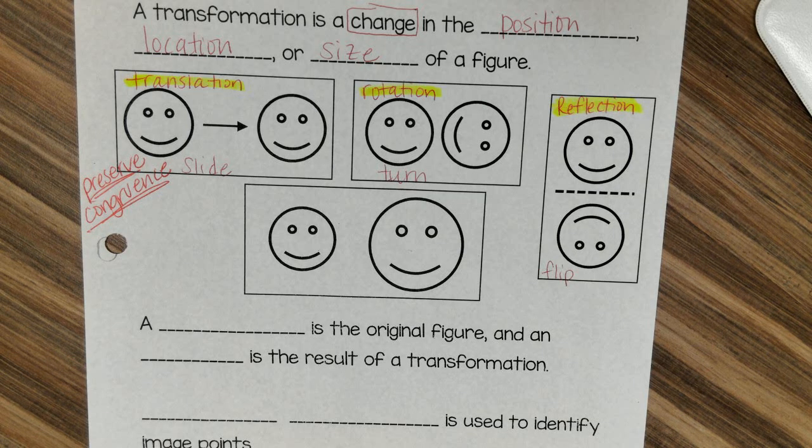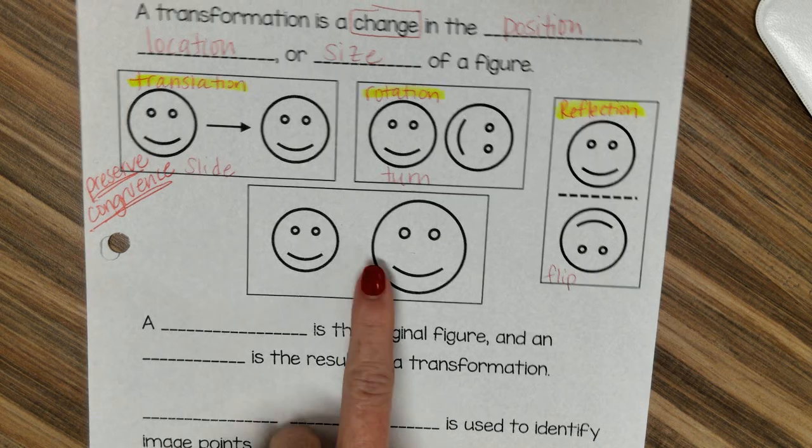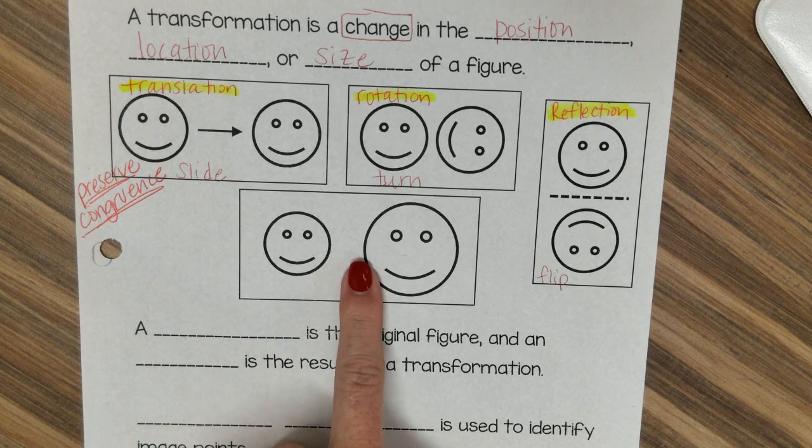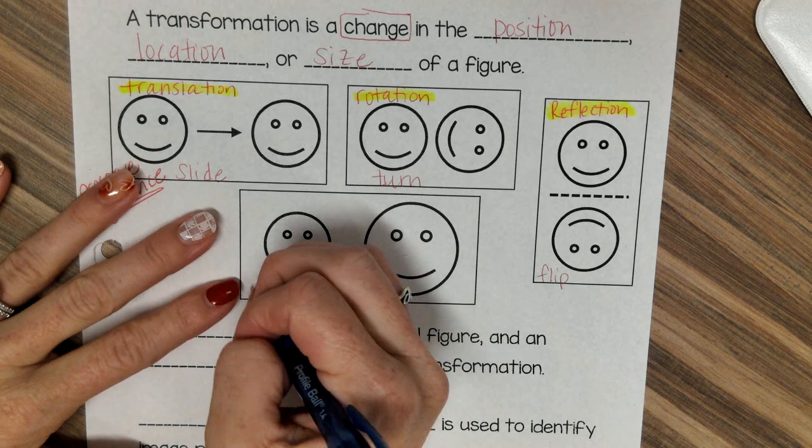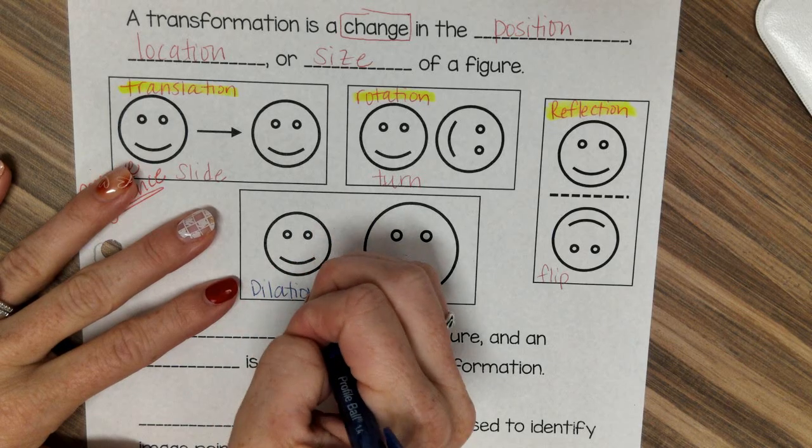And the last one we're going to look at is this one. Does this one preserve congruence? No. What did it do? It took the shape and made it bigger. This is called a dilation. That is the vocabulary word.